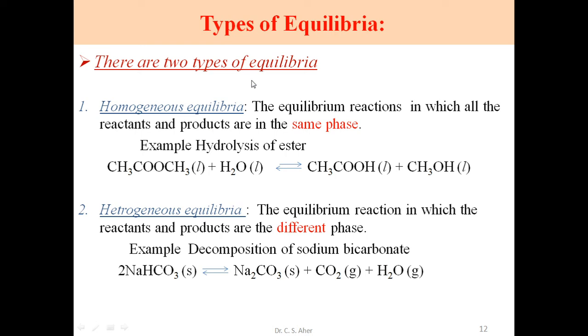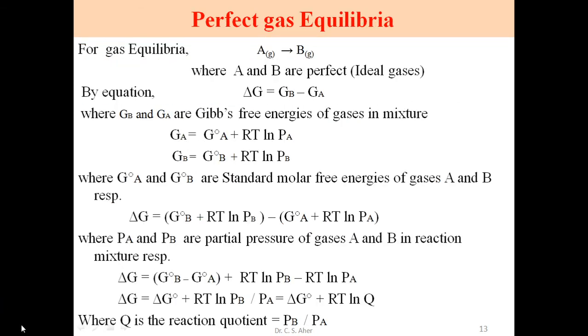So there are two types of equilibria: homogeneous equilibria, having only one phase, for example the liquid phase, and heterogeneous equilibria, having different phases. For example, here two are solid in state and these two are gases in state. So they have different phases, so it is heterogeneous.